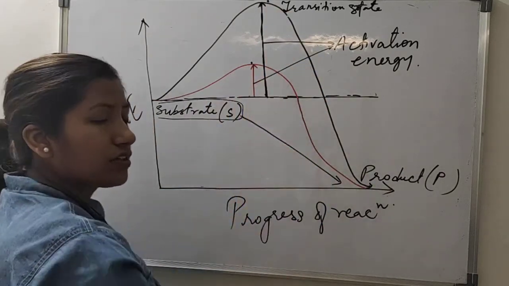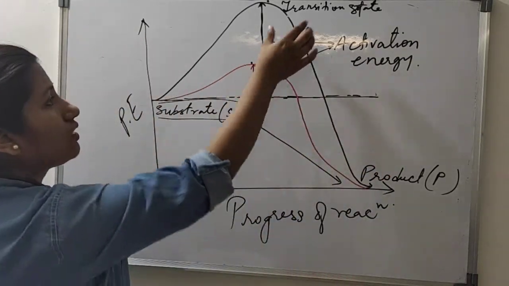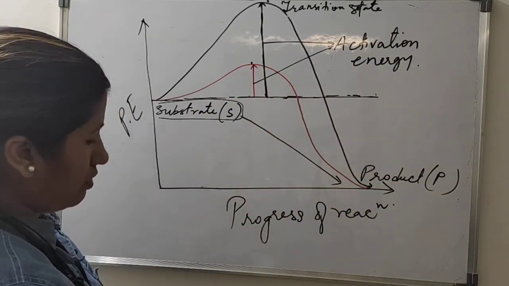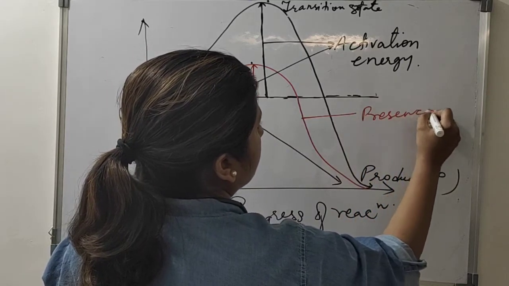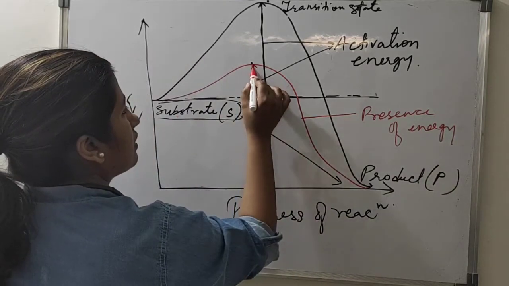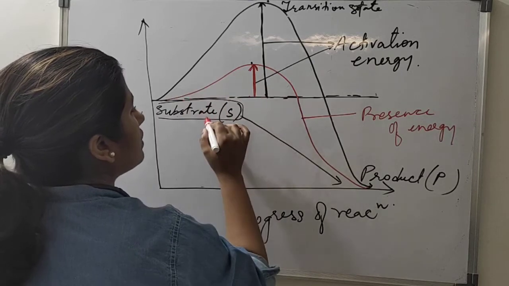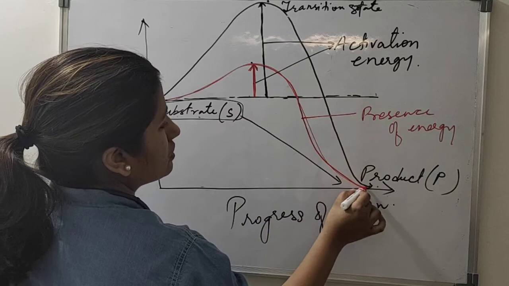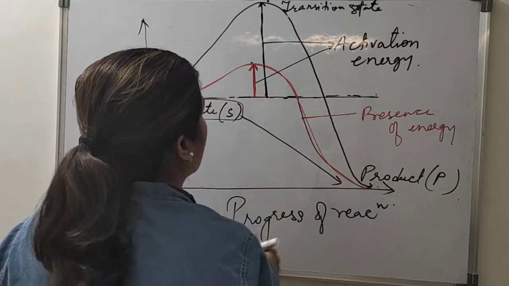Now the red line, what does it show? The red graph shows the transition of substrate to product in presence of enzyme. In presence of enzyme, it takes very less activation energy to convert from substrate to product. In a very short duration of time, it will convert into a product.